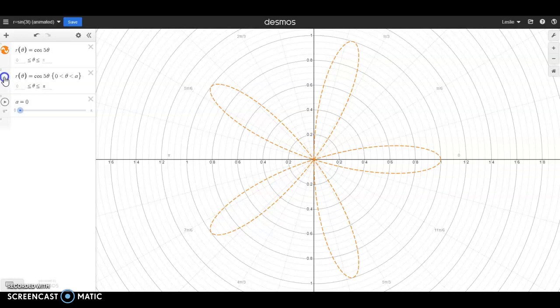This is the graph. Oops, I turned it off instead of animating. This is the graph of r equals the cosine of 5 theta. Guess what I'm going to graph next? R equals the sine of 5 theta. Before I do that, I'm going to make a prediction about where it's going to start and which axis it's going to hug.